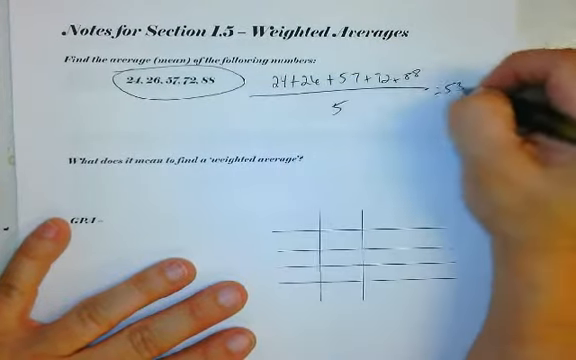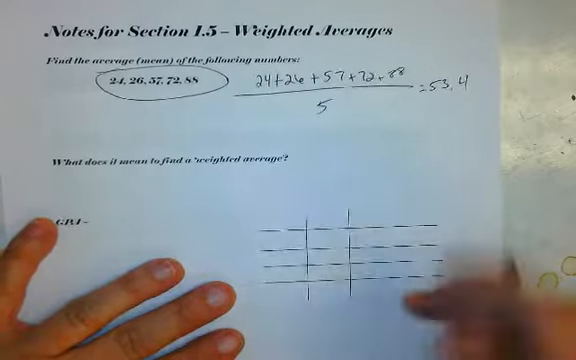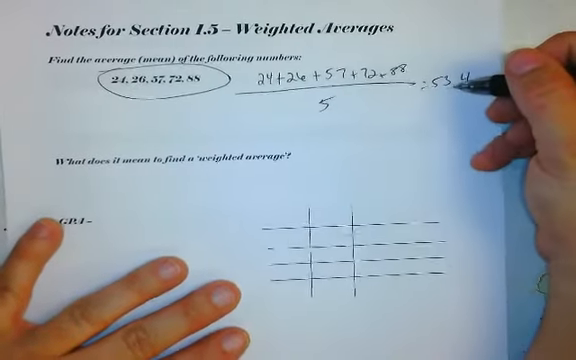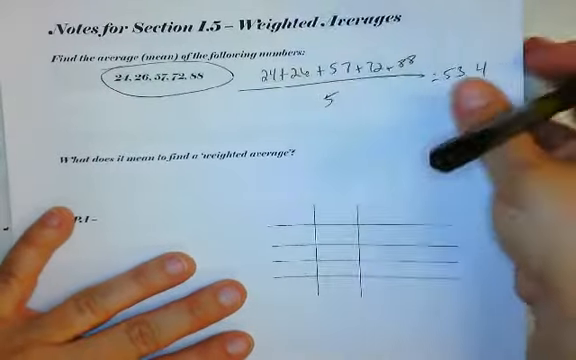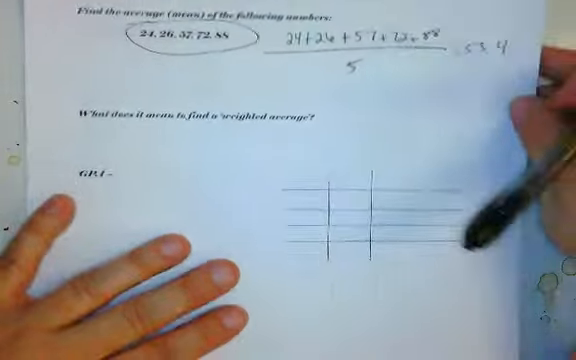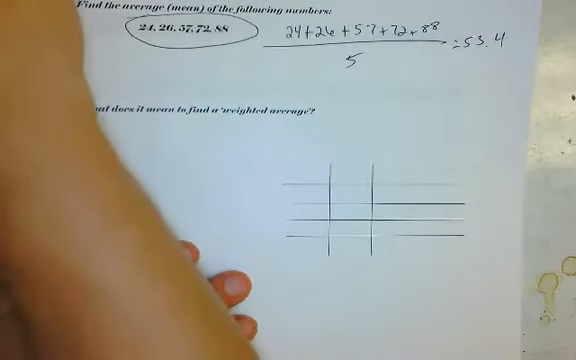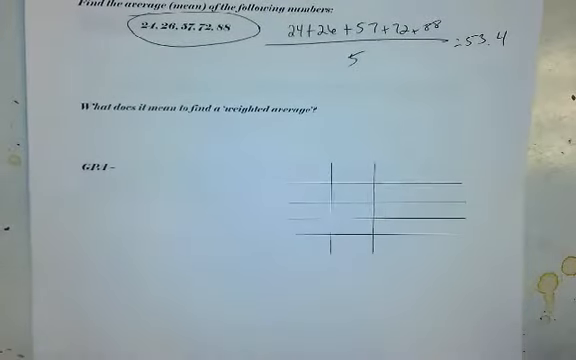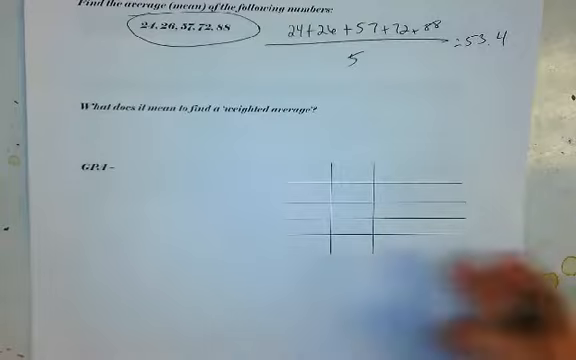and it comes out to be a decimal that I'm going to approximate. The mean for this would be 53.4. But what we're going to be looking at is finding a weighted average, and with a weighted average, not necessarily do all of those numbers have the same weight.